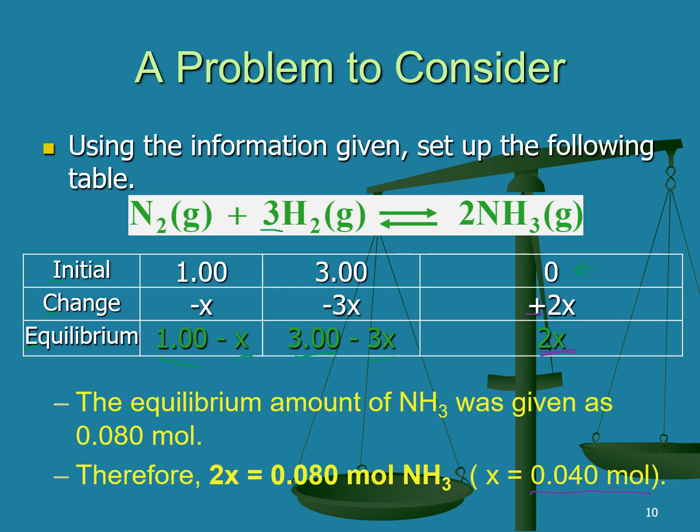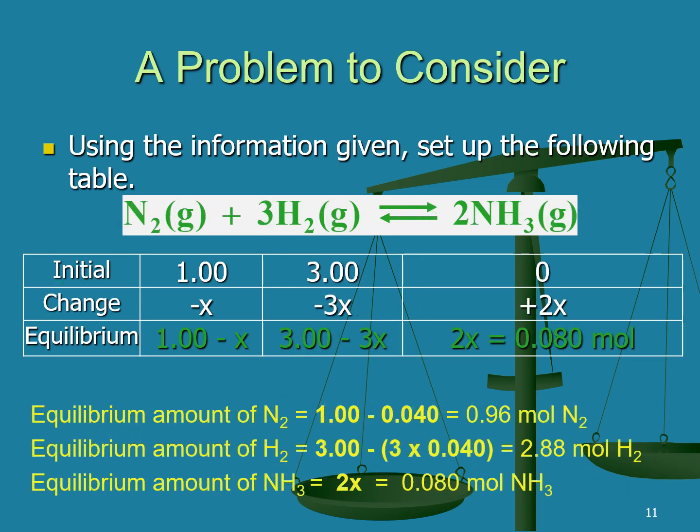So now we can plug that in to the other parts of this equation, and we can figure out how much nitrogen and hydrogen there is. So if we plug in 0.040 into X here, then we have 0.96 moles of nitrogen left. We have 3 minus 3X, so 3 minus 0.120 equals 2.88 moles of the hydrogen left, and then we already knew that we had 0.080 moles of the ammonia present.